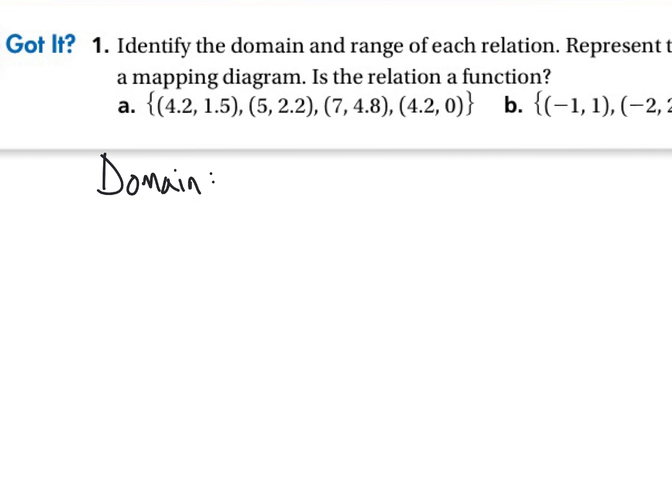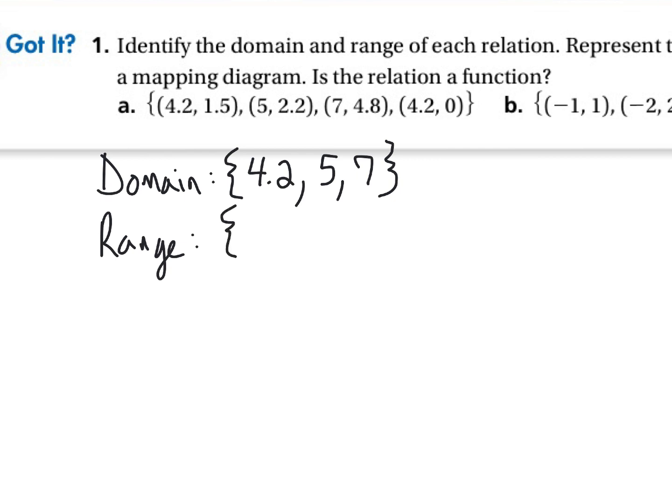So domain, sometimes you can just use a capital D for domain. Domain is the X values. Usually they go in order from least to greatest, just so you know. If you don't put them in that order, it's not wrong. It just makes it easier for you if you list them in the same order as the book. So 4.2, 5, and 7 would be our X values. That's our domain. And then the range, the Y values, we've got 0, 1.5, 2.2, and 4.8.